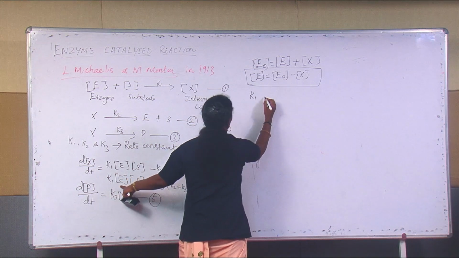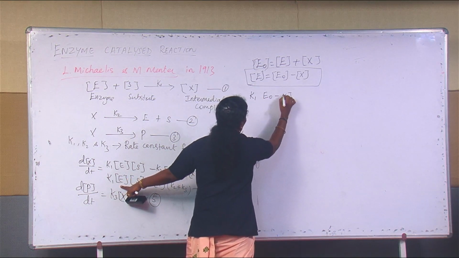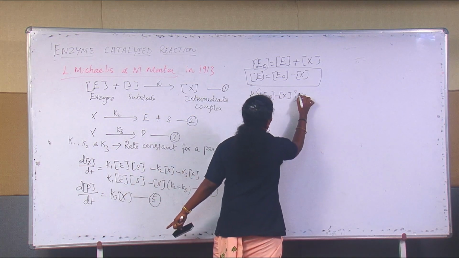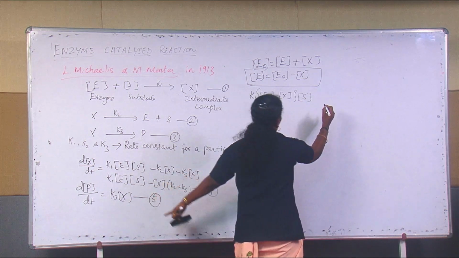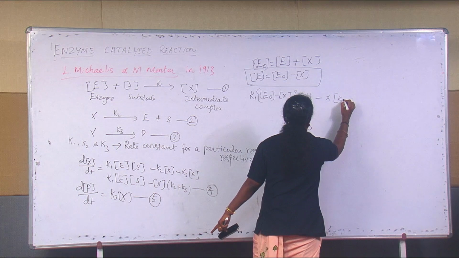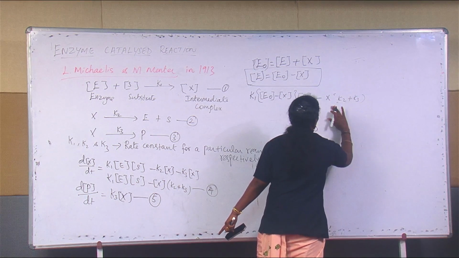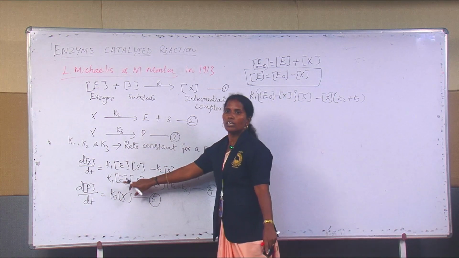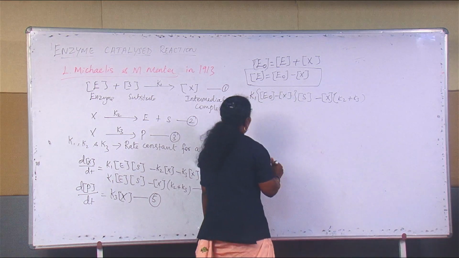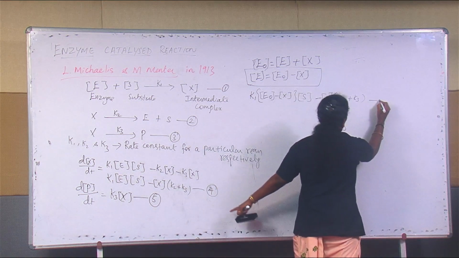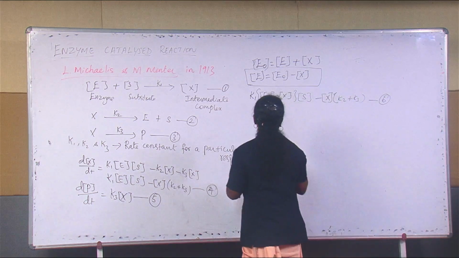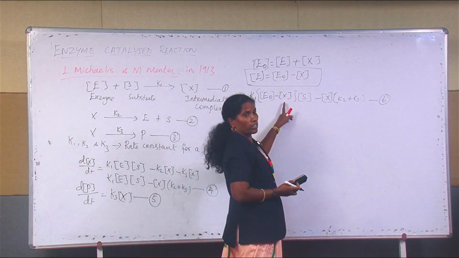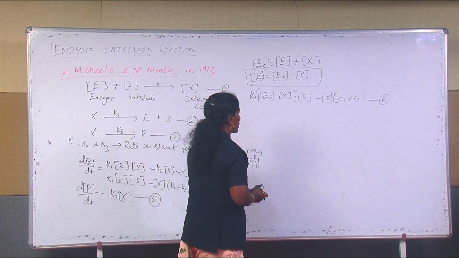So K1 times (E0 minus X) times S minus X times (K2 plus K3). In equation number 4, instead of E, we substitute E0 minus X. This is equation number 6. Here E0 is the total concentration of the enzyme, X is the enzyme present in the intermediate complex, and S is the concentration of substrate.